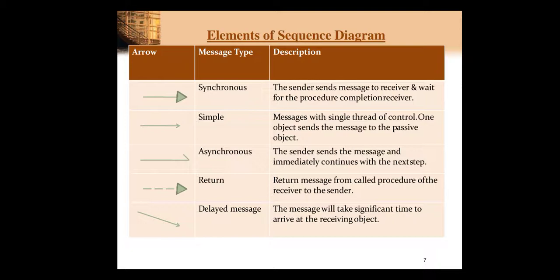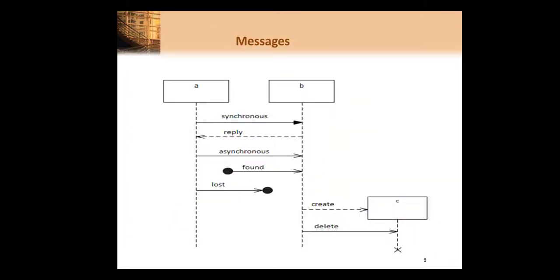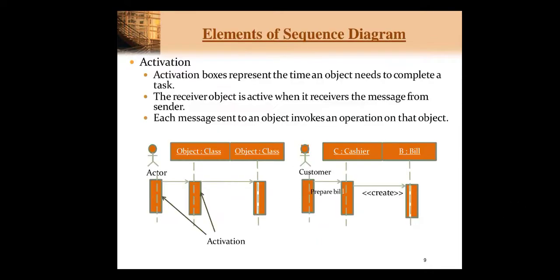And the next arrow is used for showing the delayed message. The message will take significant time to arrive at the receiving object. In this way, different arrows are used to represent the messages. In this diagram, I showed you different types of messages that take place between the 2 objects. Here A and B are the 2 objects, in which different types of arrows are used for showing the different communication between these objects.